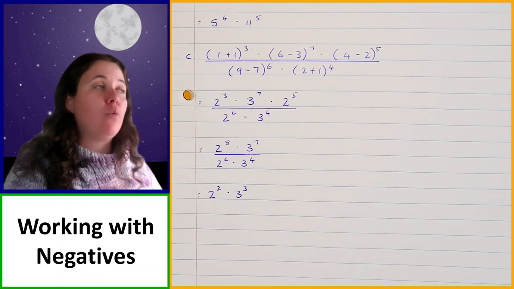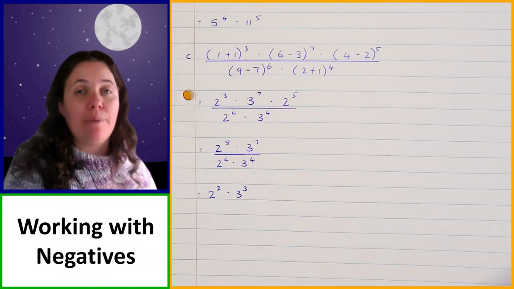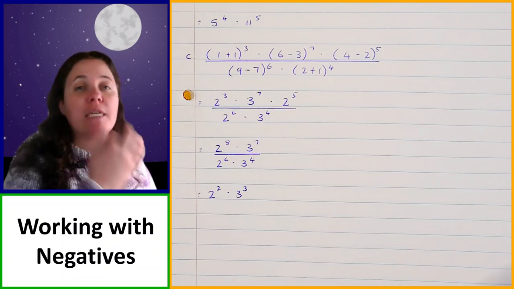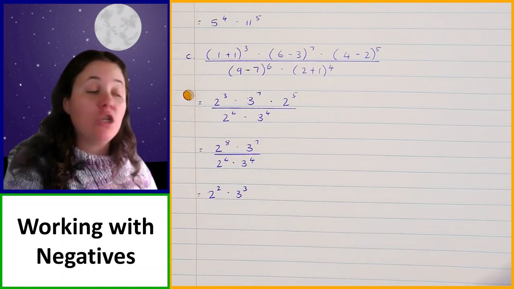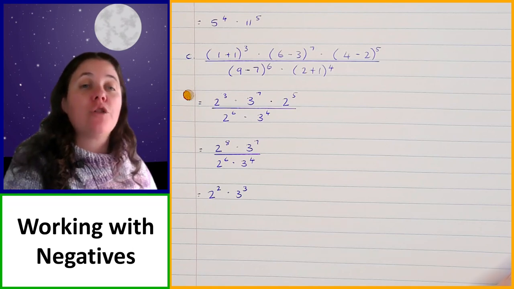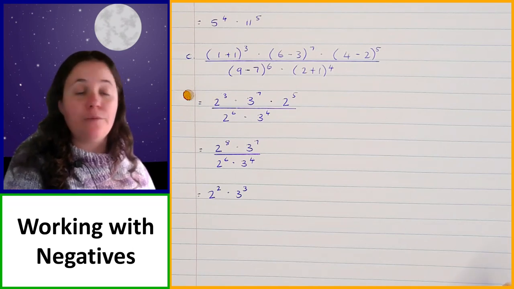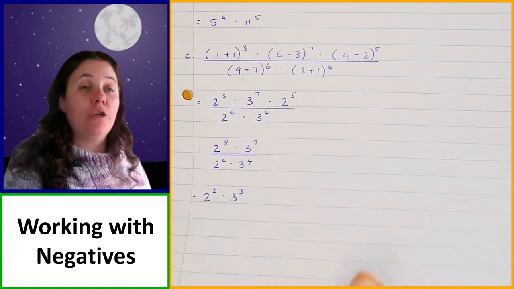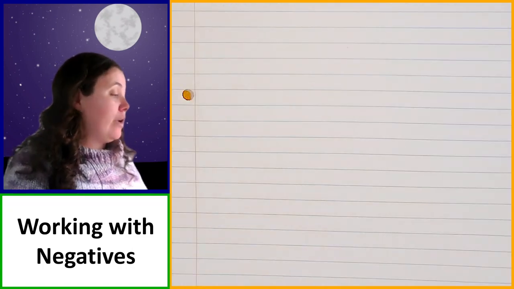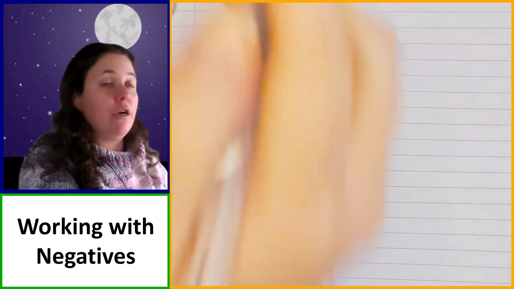Now let's just have a look at what happens when we have negatives in our bases. Okay, now we did learn about this when we were doing multiplication of powers of the same base. So the same concept is going to apply. So this isn't really completely new to you. We're just going to go through an example together and just remind you about how that works.